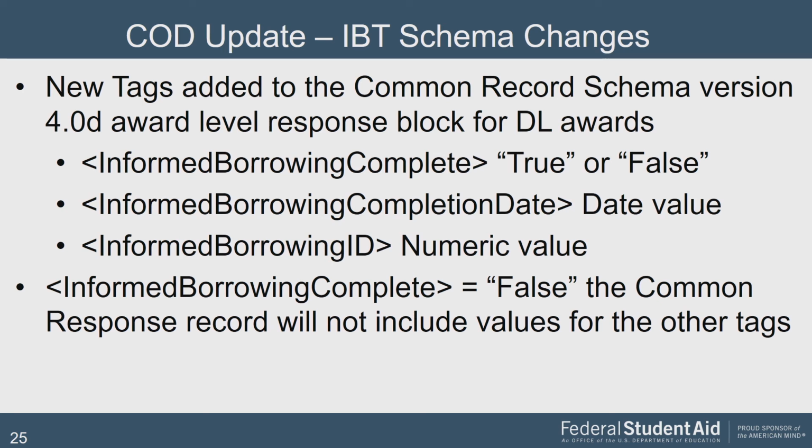If the Informed Borrowing Complete comes through as false, then you're only going to receive that tag. You won't receive the tags for the Informed Borrowing Completion Date or the Informed Borrowing ID, because the user didn't actually complete their informed borrowing.